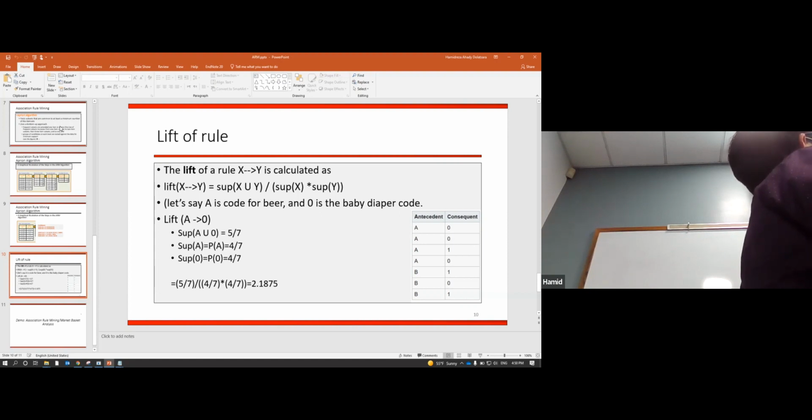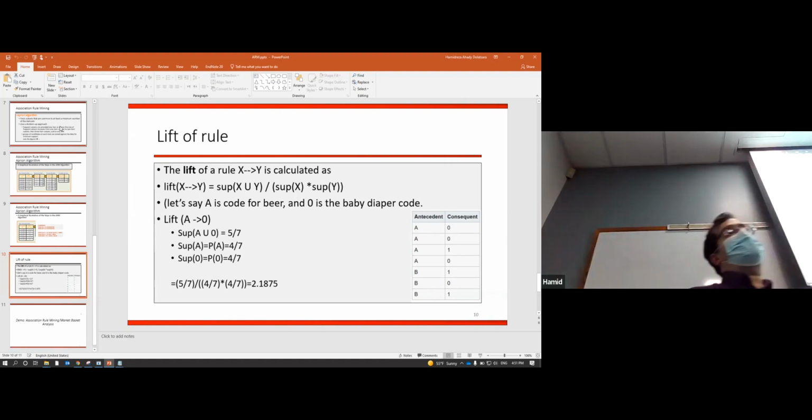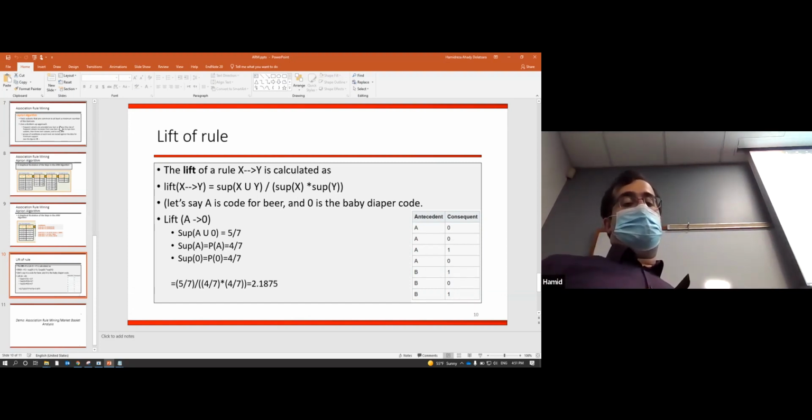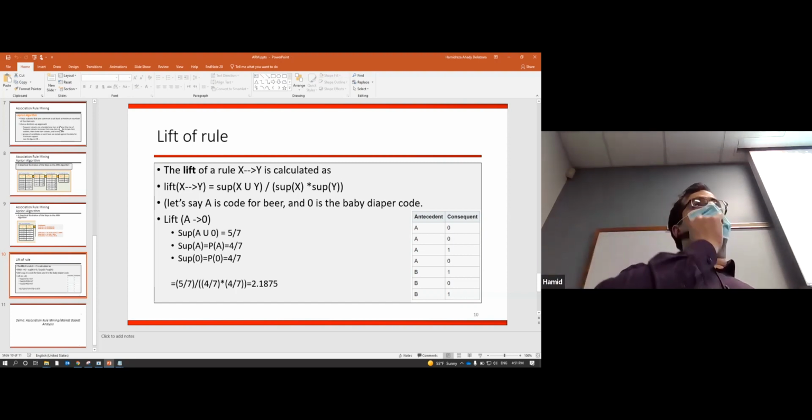I think you can easily find the probability of 1, which is 4 divided by 7, and of 0, 1, 2, 3, 4, except 4 divided by 7. So if you calculate lift of 1 implies 0, it is 2.1875. It's more than 1, so there's a significant association between item 1 and the item with the ID of 0. Questions so far?